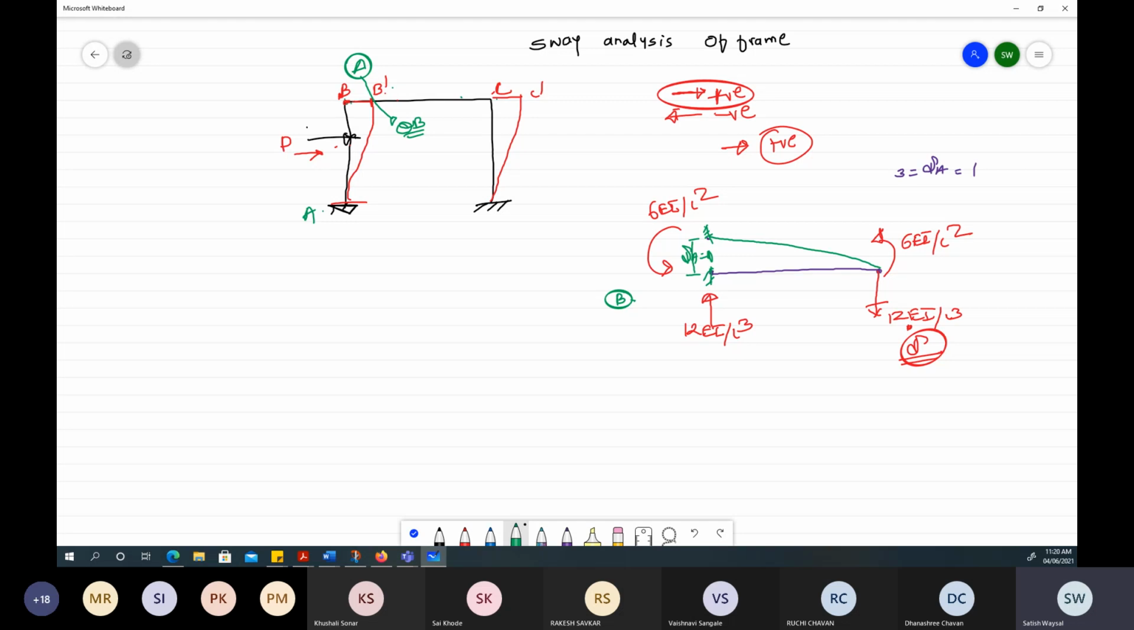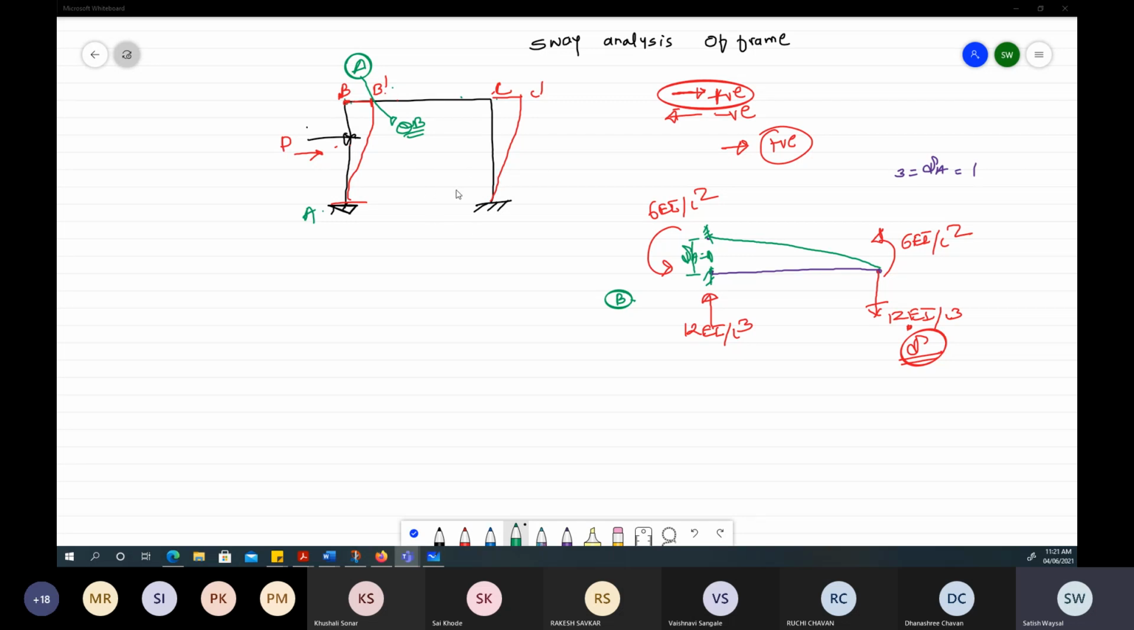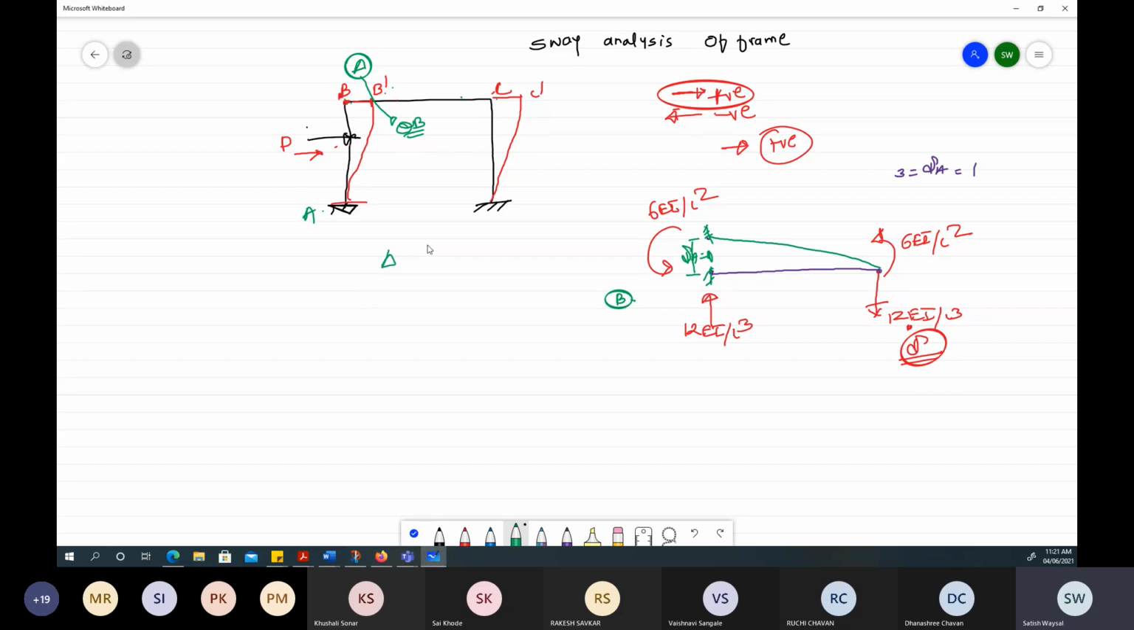And for that purpose, we have to establish the relation; we will establish the stiffness matrix. Now, how will this stiffness matrix come into the picture? If we are looking at this frame, delta is one of the unknown parameters, another unknown is theta B, and another is theta C. Let us say this is D1, this is D2, and the delta is our D3. So we'll have a matrix of 3 by 3. The stiffness matrix will be of 3 by 3.